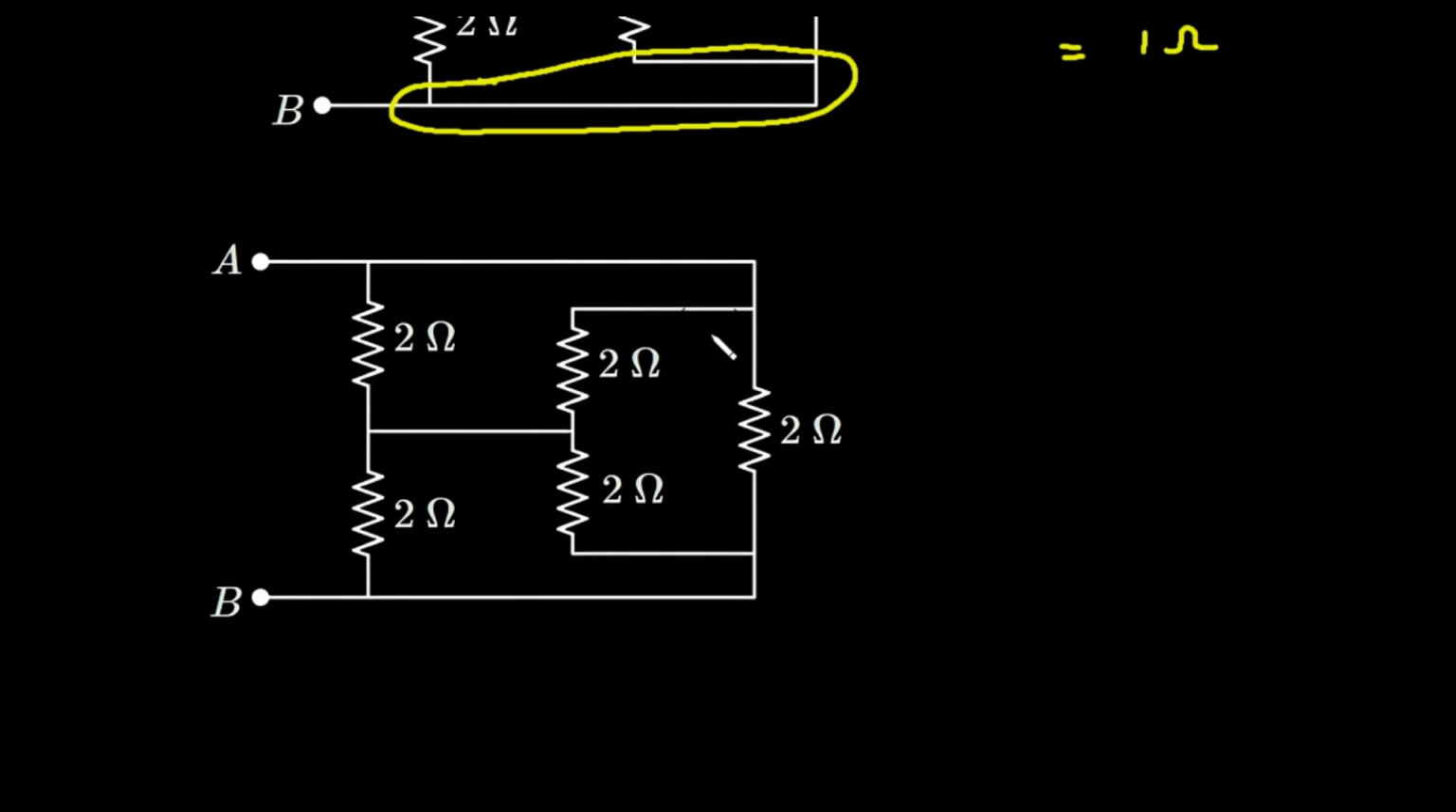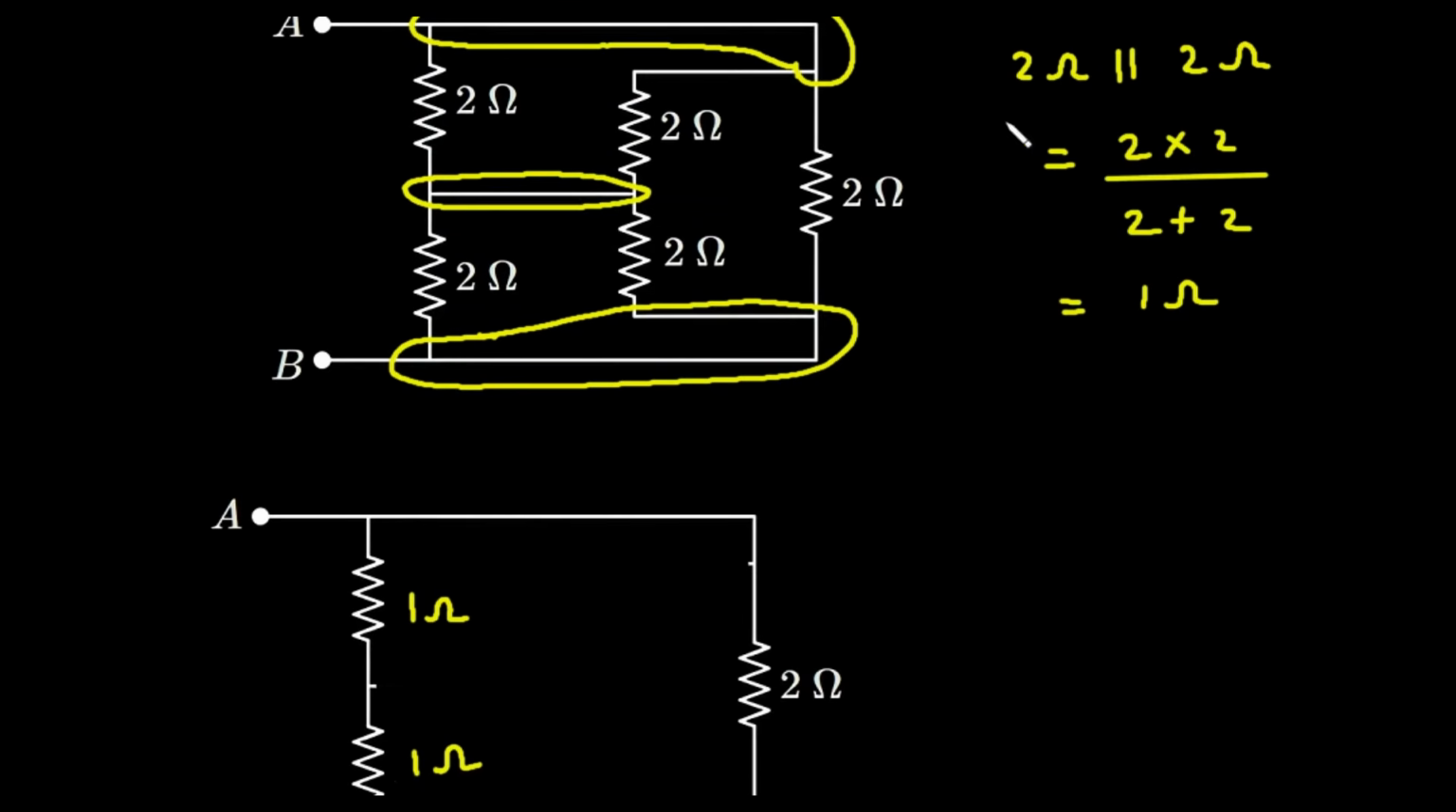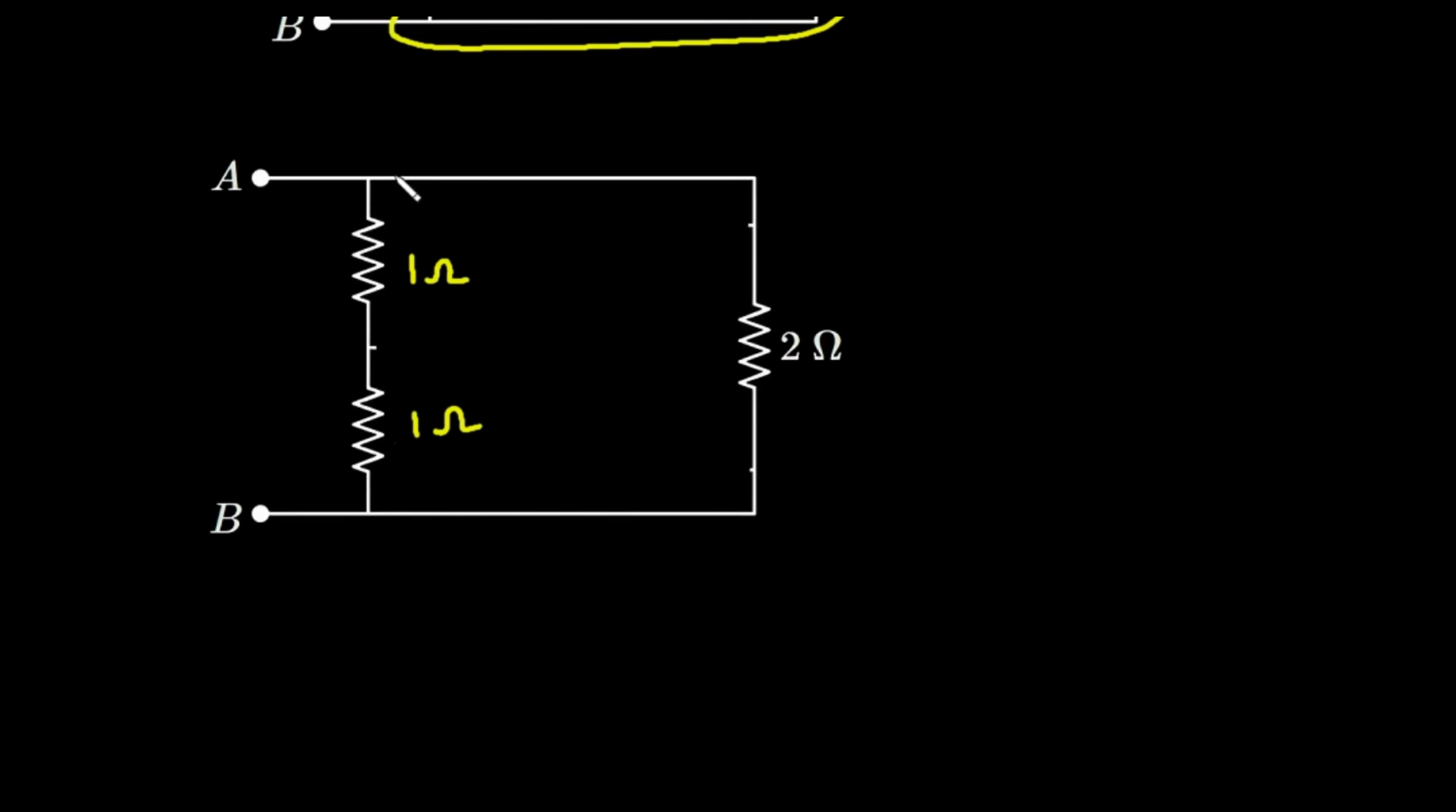Now what we can do? We can erase this one. Now here this and this will be 1 ohm and this is also 1 ohm. Because we are replacing these two by 1 ohm and these two by 1 ohm. So the circuit will look like this. Now here we can clearly see this 1 ohm and this 1 ohm are connected in series. So it will be simply 2 ohm.